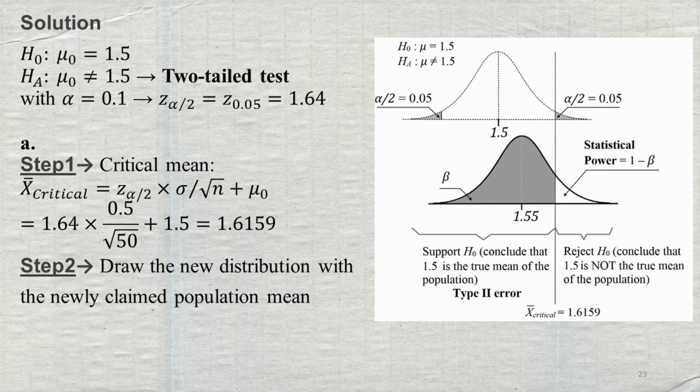Let's use the cheat sheet provided in the textbook to solve this problem. Having the alternative hypothesis, HA, stating that mu sub 0 does not equal 1.5, implies that this is a two-tailed test. Having alpha equals 0.1 implies that z sub alpha over 2, or z sub 0.05, is equal to 1.64.